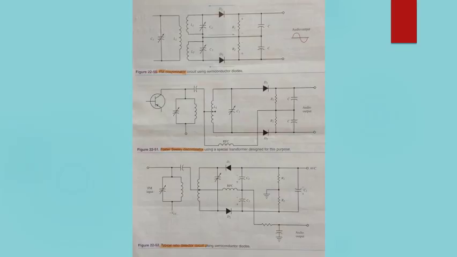Radio detector. Another type of FM detector is drawn in figure 22-52, bottom of your screen. It is called the radio detector. The diodes are connected in series with the tuned circuit. At center frequencies, both diodes conduct during half cycles. The voltage across R1 and R2 charges C1 to the output voltage.